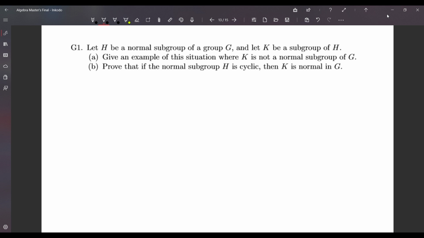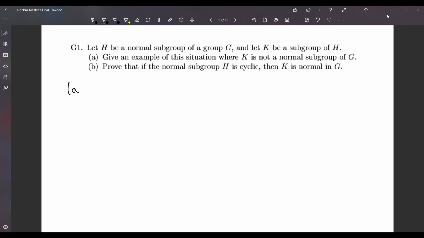So let's get into it. This first problem says, let H be a normal subgroup of G and K be a subgroup of H. First we want to give an example of the situation where K is not a normal subgroup of G.